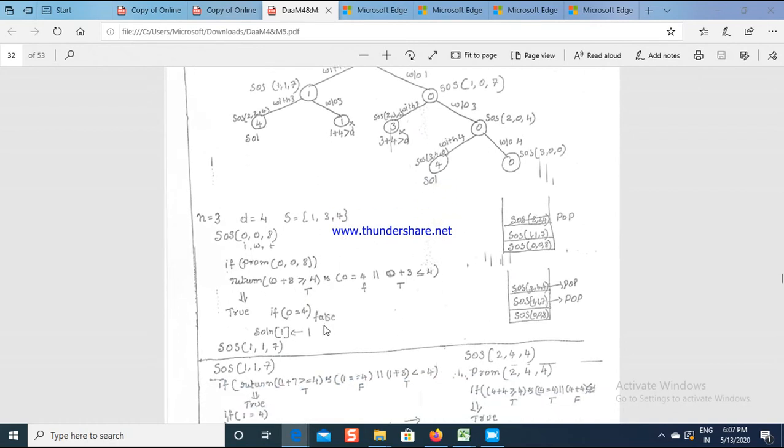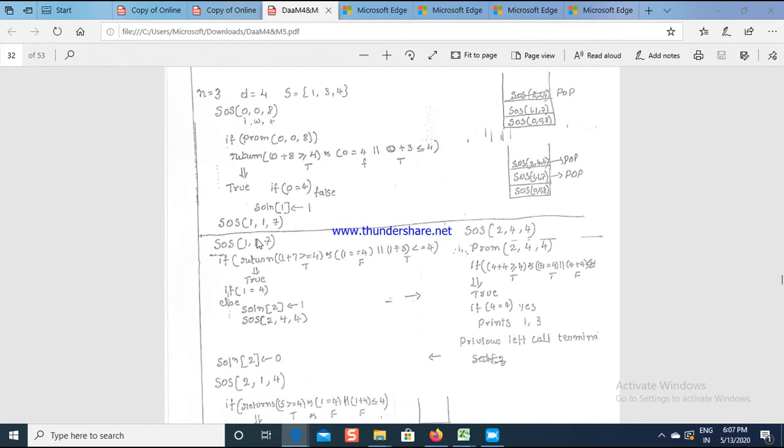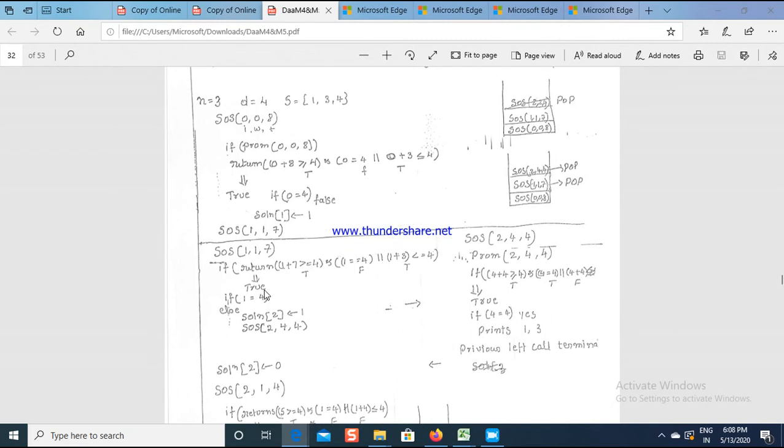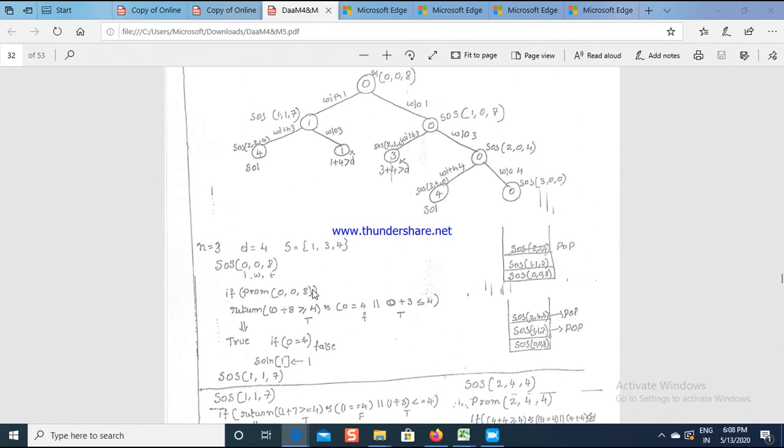Now again I will call sum of subset of 117, and again I will call if promising. When I call if promising, it will check whether it is true or false. If it is true, continue. When I want to continue, I will check whether it is a solution, that is weight equal to D. No, it is not a solution. Again, which one has to be called? Again, only left has to be called. Initially all the left calls have to be finished. So what is the next I am calling? 2, 4, 4.